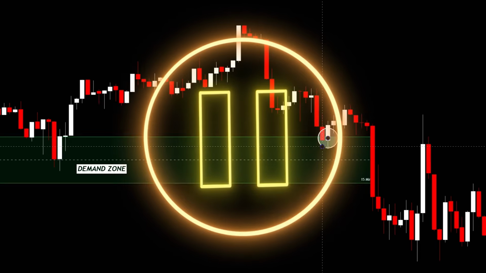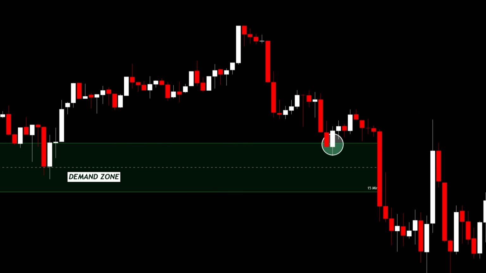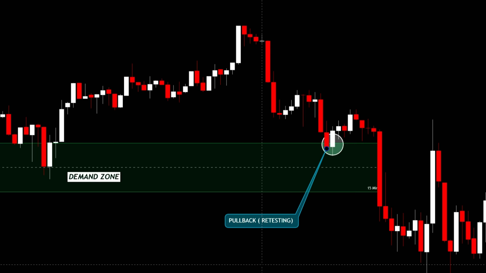Now pause for a second. Most traders see this and do the same thing every time. Price pulls back into the demand zone, they buy. Sometimes it works, sometimes it doesn't. And when it doesn't, they have no idea why.